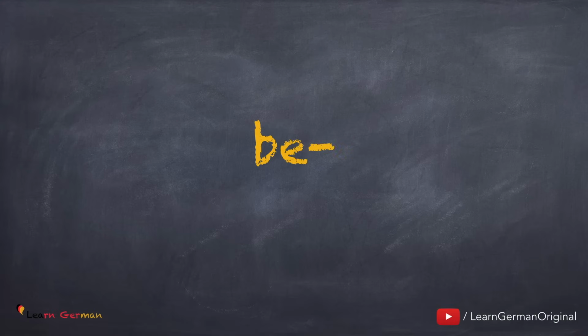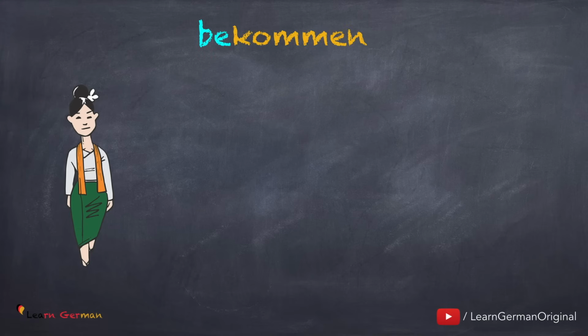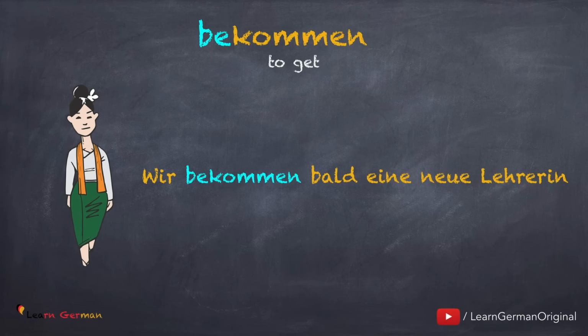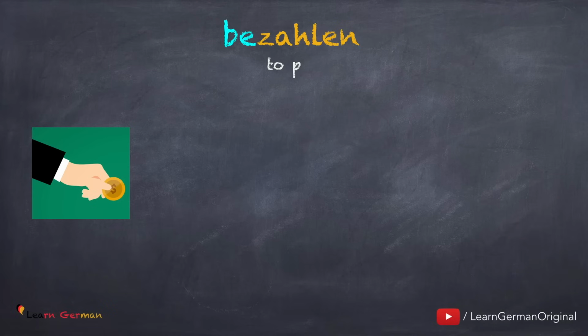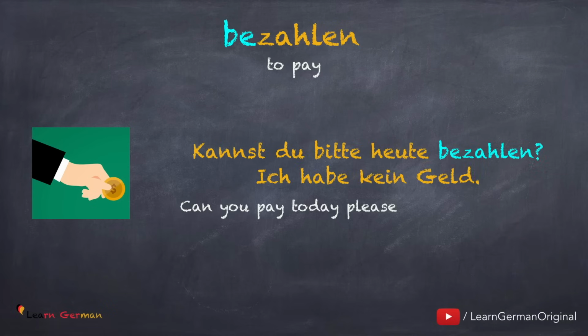Now let's go through a few untrennbare Verben. The first prefix is be, and the first verb is bekommen. Let's see how to use it. Wir bekommen bald eine neue Lehrerin. Here's another verb with the same prefix. Bezahlen. Kannst du bitte heute bezahlen? Ich habe kein Geld.